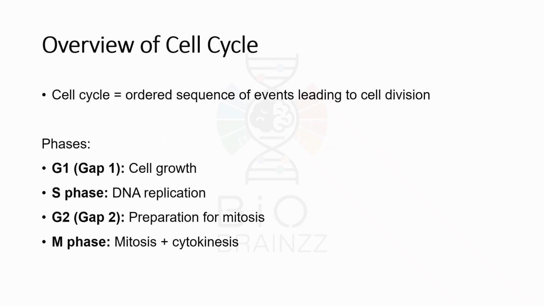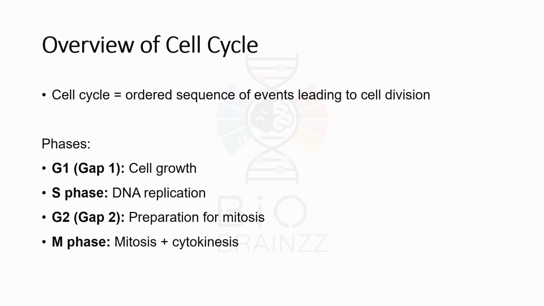Overview of cell cycle. As shown in the slide, the cell cycle is defined as an ordered sequence of events that lead to cell division. It is not a single step, but a series of well-organized stages that ensure proper duplication and division of cells. There are four main phases.